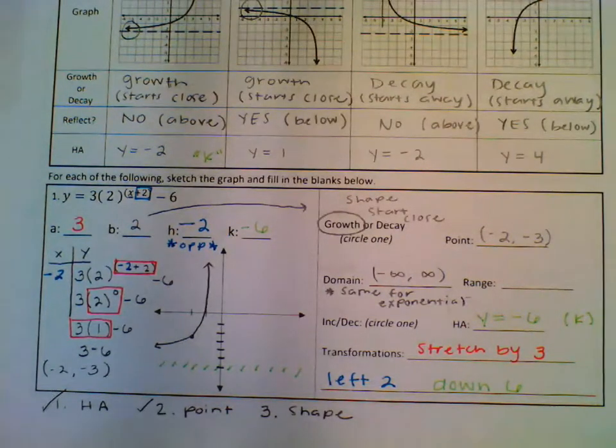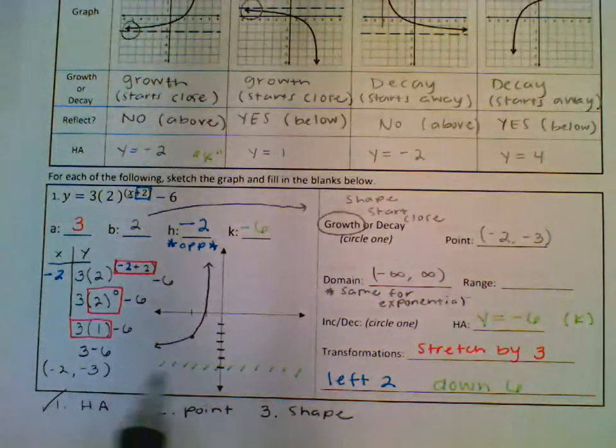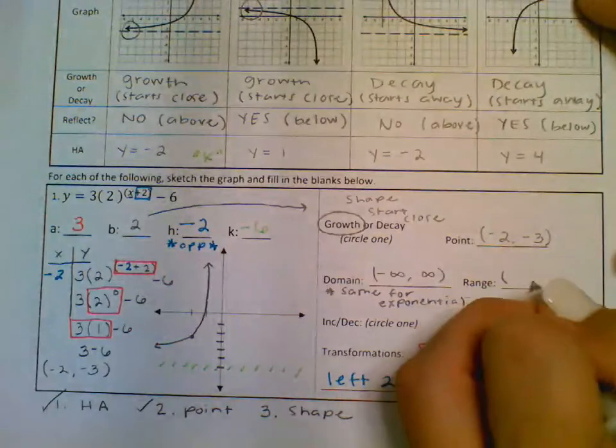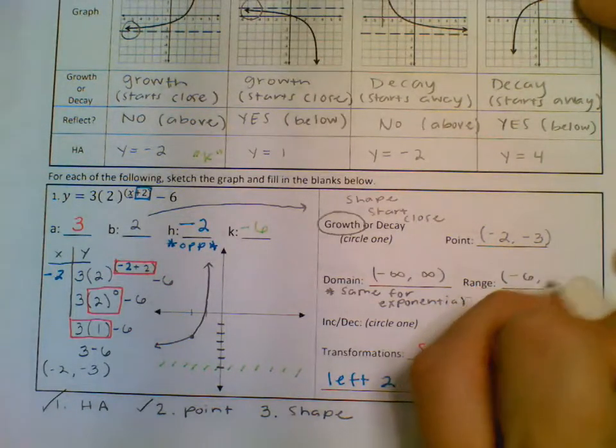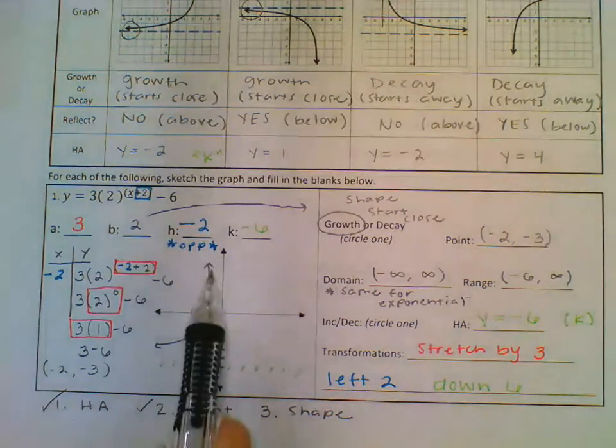The range is going to have the horizontal asymptote in it. So this horizontal asymptote is going to block that curve from going to negative infinity. So it is not going to go from negative infinity to positive infinity because there's a block in the way. So this graph is going to go from -6 to positive infinity. So it starts, the lowest it could ever get is -6, and it goes up to infinity.